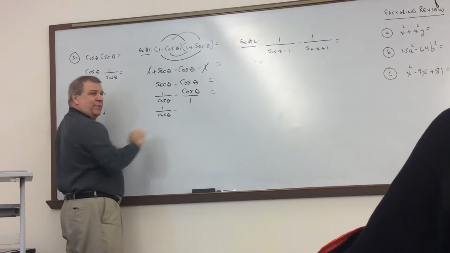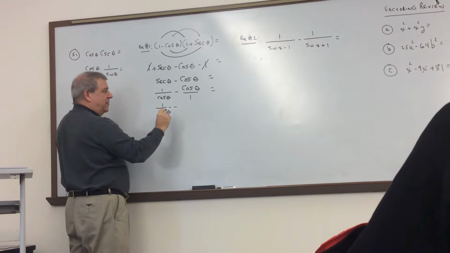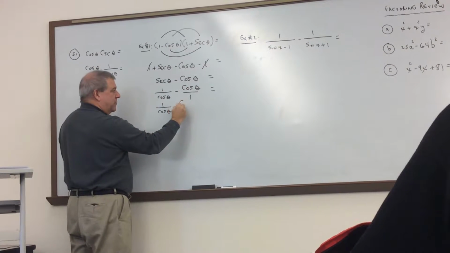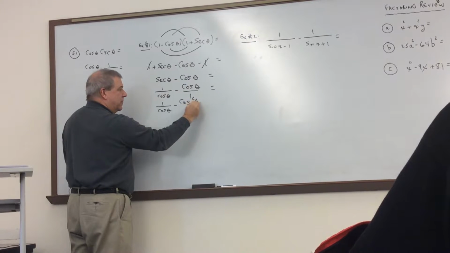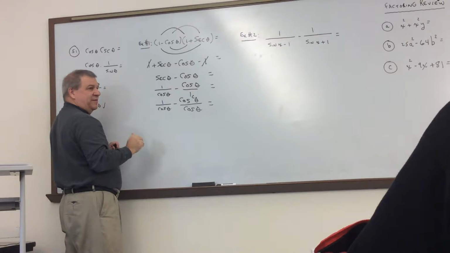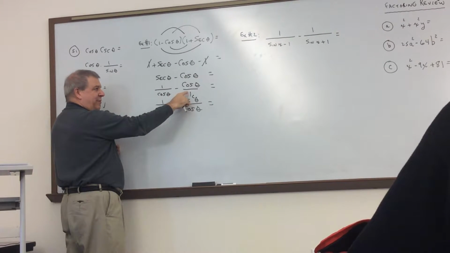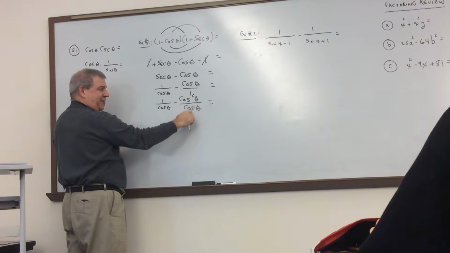What's this fraction going to become? Because you got to get a cosine down here. Joe? Cosine squared theta over cosine theta. Fellas, this is really big, what's happening here, and you're going to see this next week. Do you all see that? Cosine of theta is common denominator, you're going to times by a cosine over cosine, which will give you this.